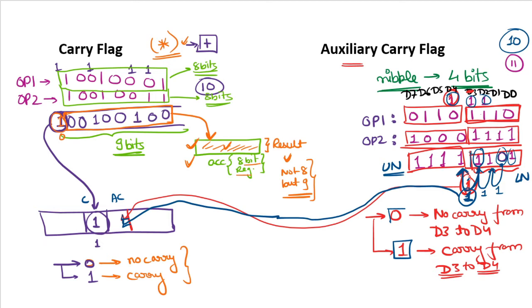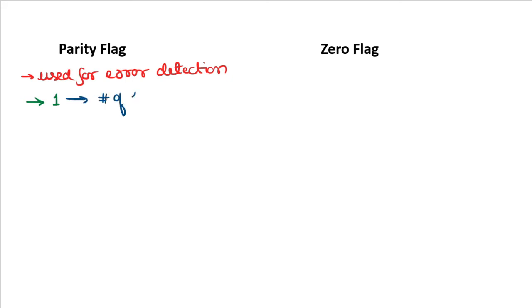So let's proceed. Let's now discuss the parity flag. Parity flag is generally used for error detection. Now what is a parity flag? Whenever a parity flag is set to 1, this means that the number of ones in the result is even. So what do I mean by that?